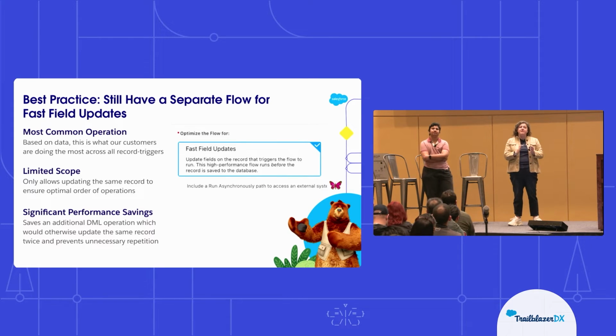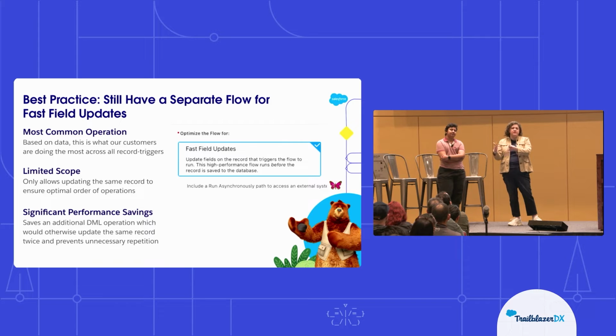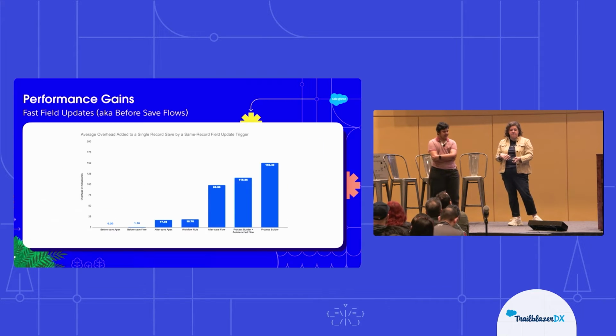This is going to limit the scope of what Flow does to only update those fields, but it's going to give you significant performance savings. So we don't do any recursion, we're not repeating ourselves basically, and we're bundling the change that you're making in your automation with the change that, say, the user initiated when they updated the field. And AJ is going to talk about what that means.